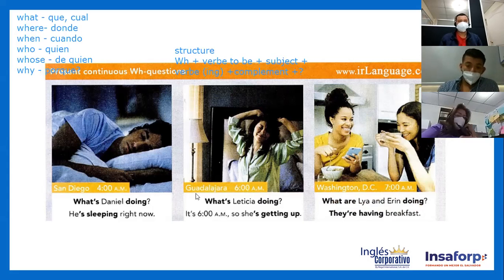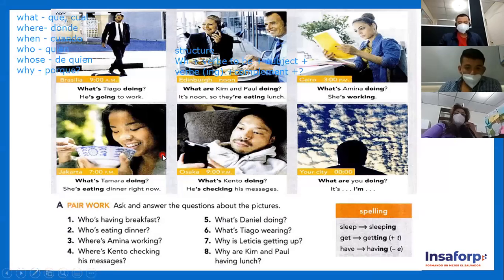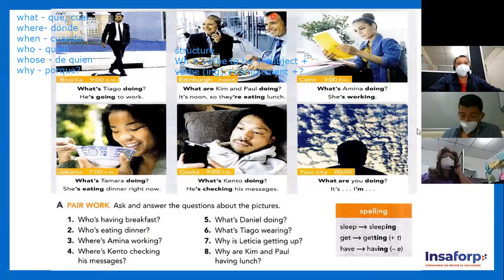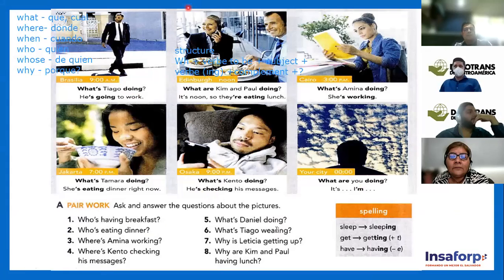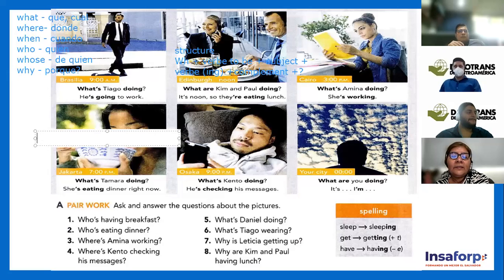Okay, now let's try to do some questions. Vamos a hacer algunas preguntas for you to practice. Okay, utilizando where, let's use where. ¿Cómo podemos hacer una pregunta utilizando where? Who wants to help me? Where? Yes, un ejemplo, an example, guys, of using where más el progresivo. For example, is Tiago. Okay, we have one here too, right? Tenemos un ejemplo acá utilizando where. Where is Tiago working? Yes, where is Tiago working? Where is Amina working? Where is Kento checking his message?